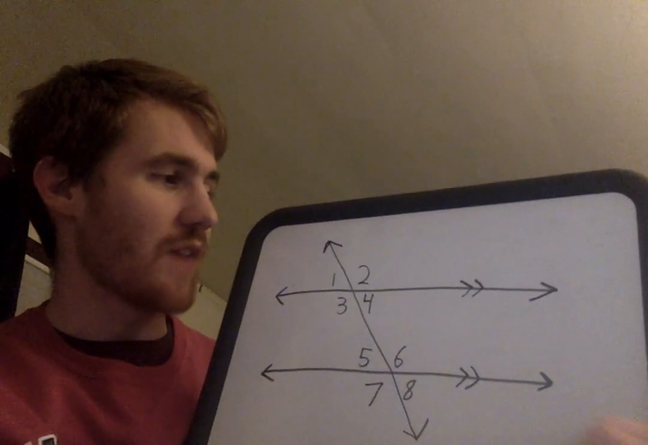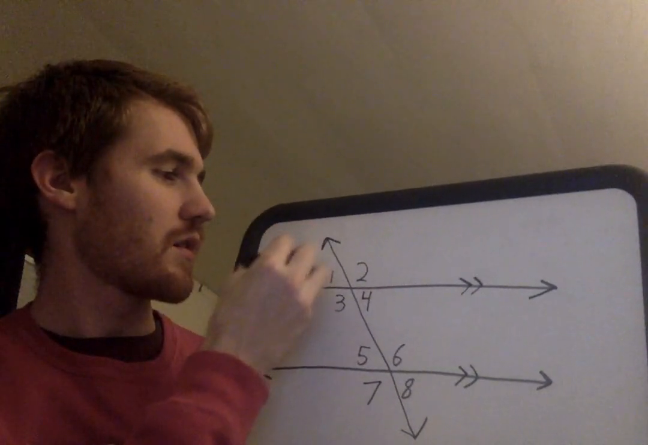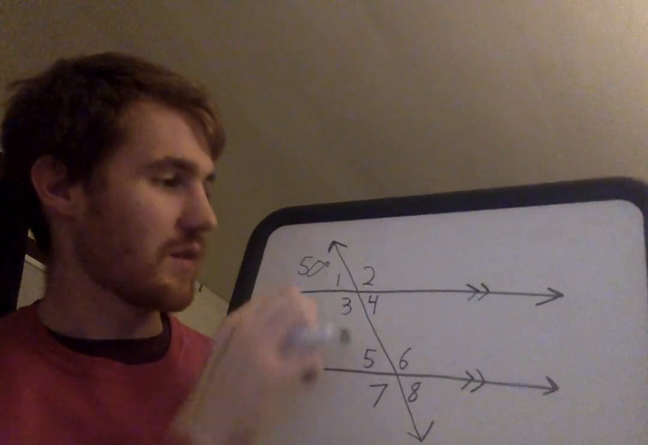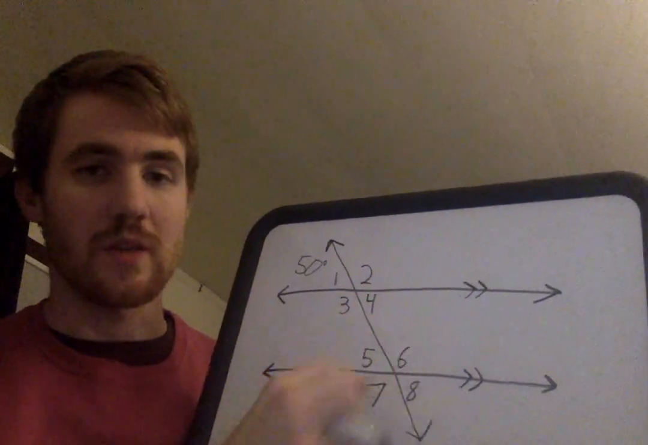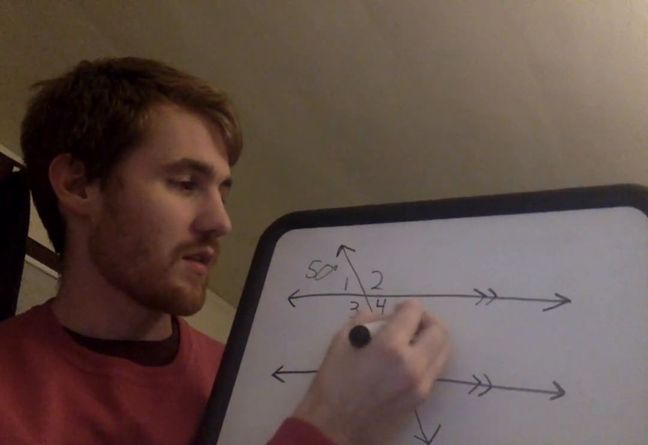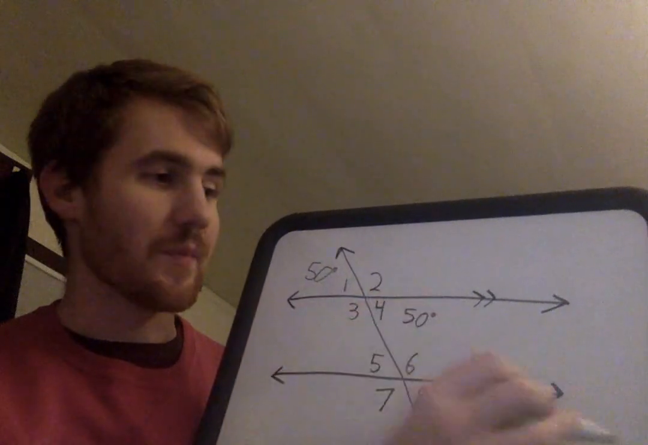So for example, if angle 1 is 50 degrees, think what would angle 2 be? Or not what would angle 2 be, what would angle 4 be? Sorry. Angle 4 would also be 50 degrees. Because they are opposite, they have to be the same.